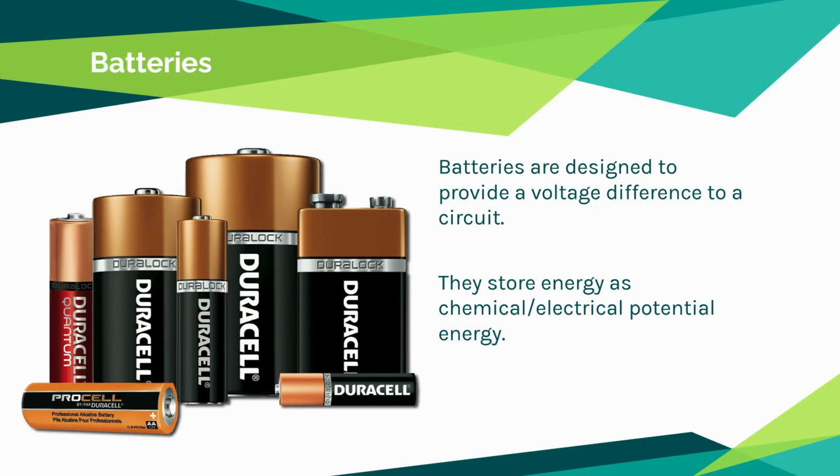Batteries. Batteries provide a voltage difference to a circuit. They store energy as chemical potential energy and then convert the energy into electrical energy that can move charges through a circuit.